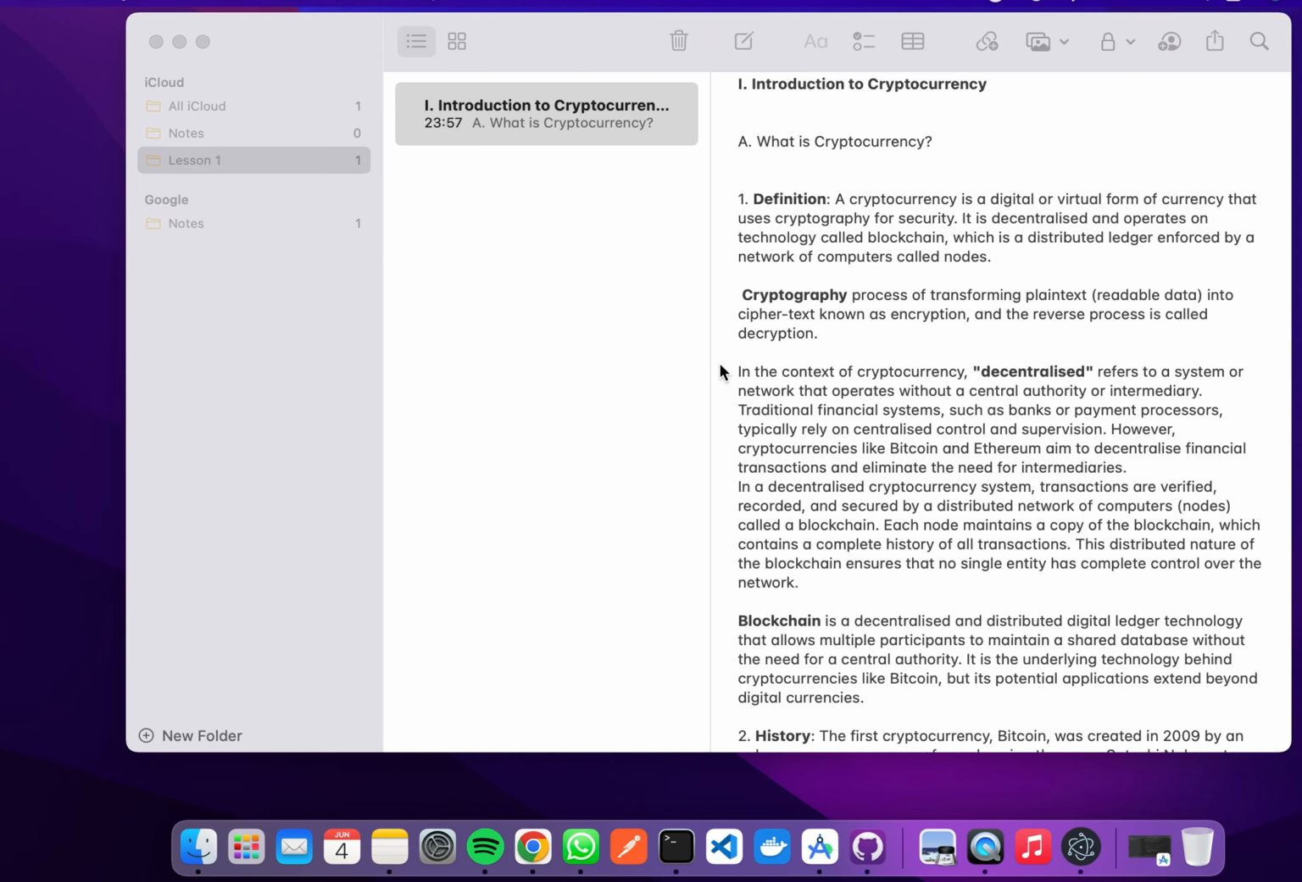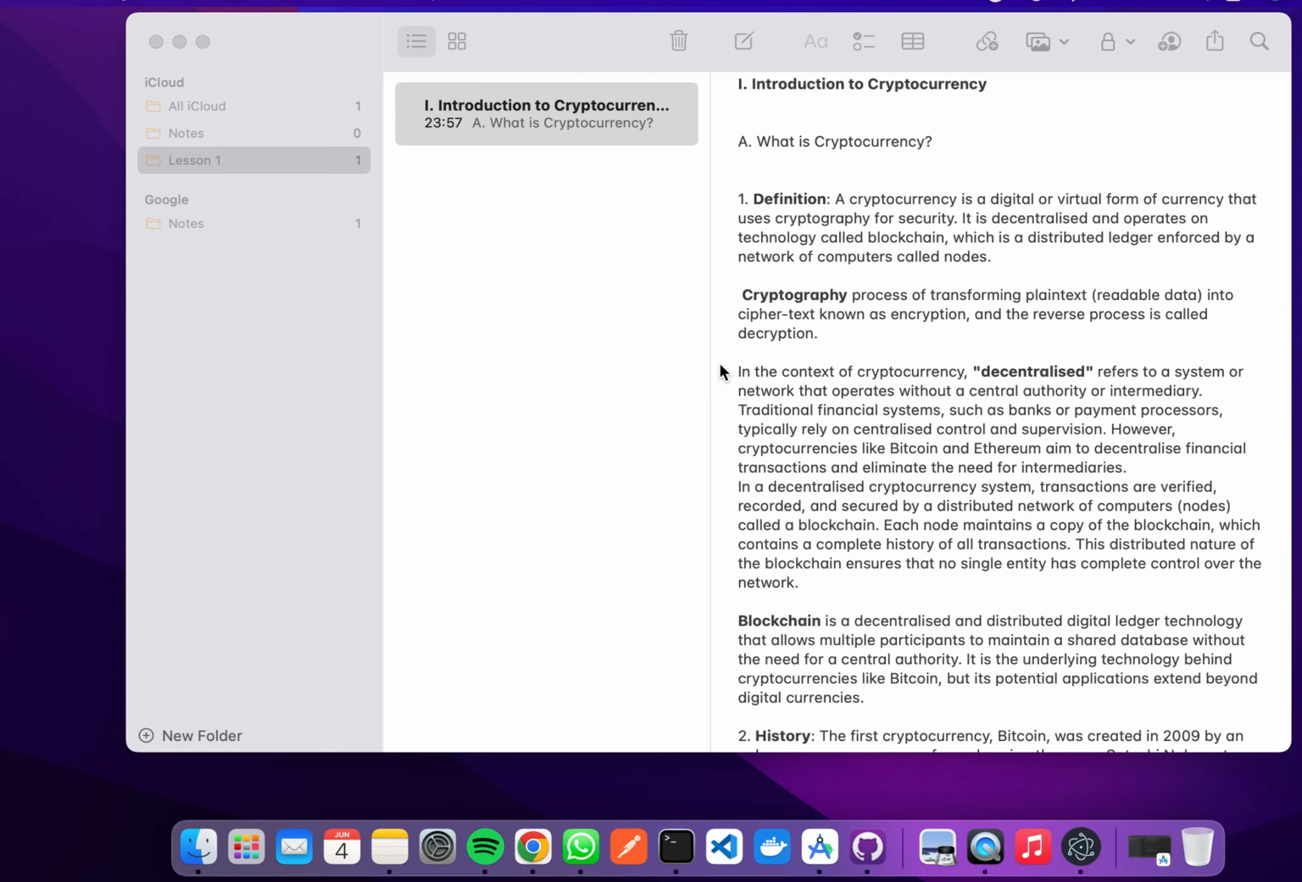Definition. A cryptocurrency is a digital or virtual form of currency that uses cryptography for security. It is decentralized and operates on technology called blockchain, which is a distributed ledger enforced by a network of computers called nodes. So, what is cryptography? Because we can see cryptocurrencies use it for security.